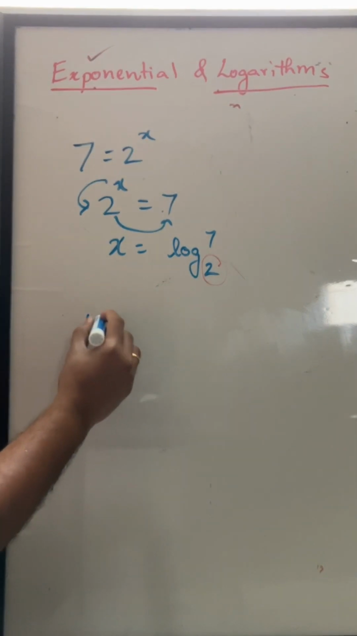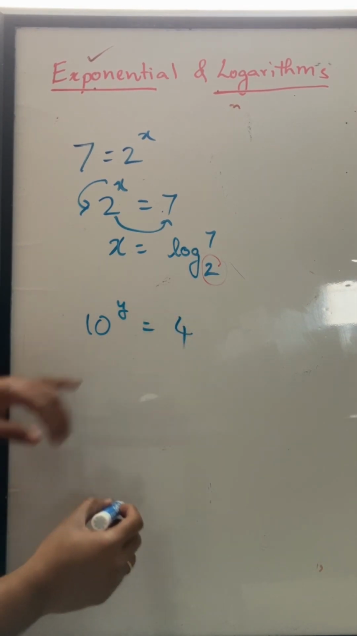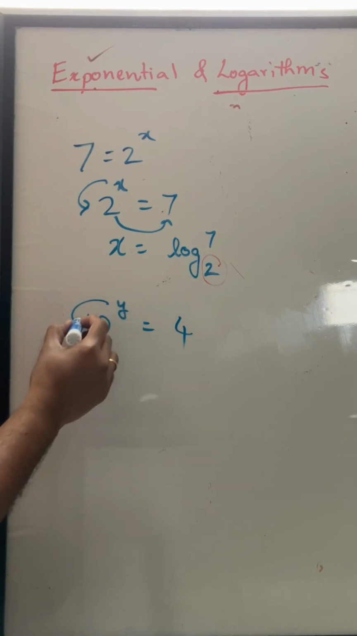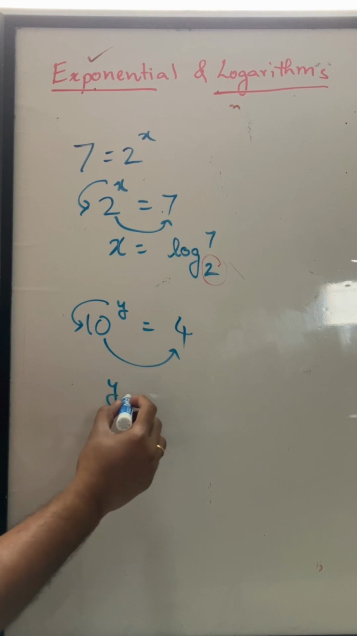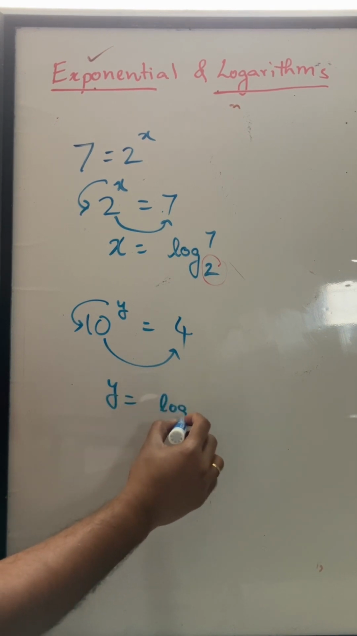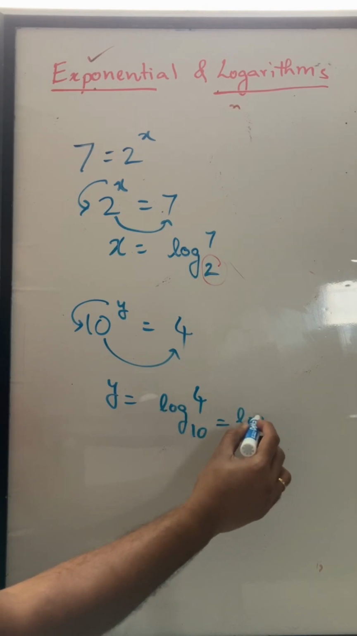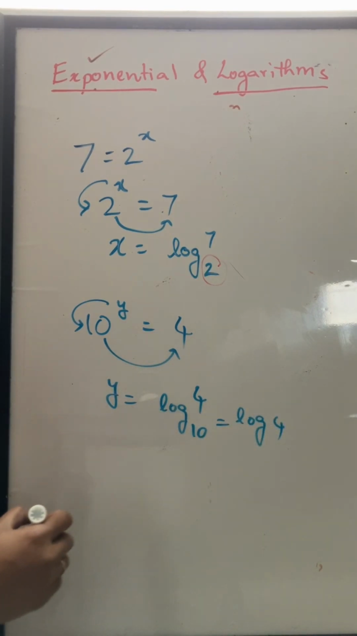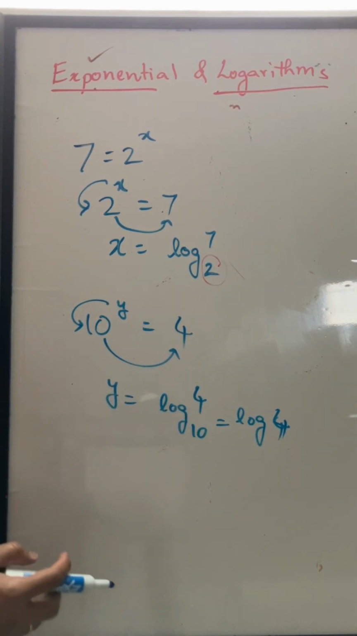So how about this one? 10 power y equal to 4. When we are writing, 4 comes here, 10 goes here as a base. y equal to log 4 base 10. We can write it as log 4. Common logarithm. No issues. This is how it works.